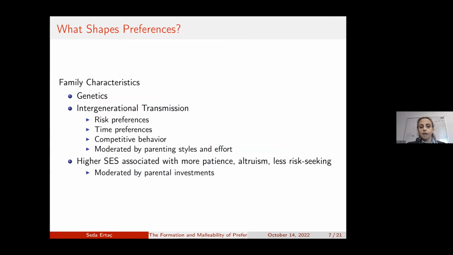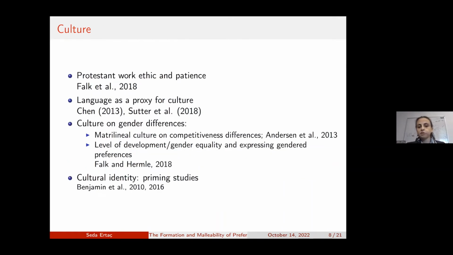So in terms of family characteristics, of course, genetics is important, but also intergenerational transmission that seems to be moderated by parenting styles and efforts. So people have looked at risk preferences, time preferences, competition within families and found positive correlations. And overall, higher SES is associated with more patience, more altruism, less risk seeking, but this is again moderated by parental investments generally.